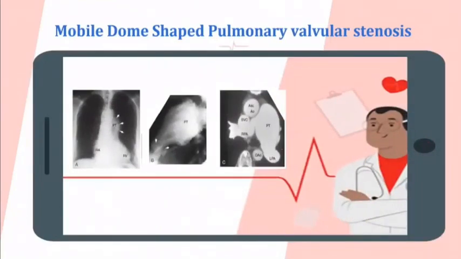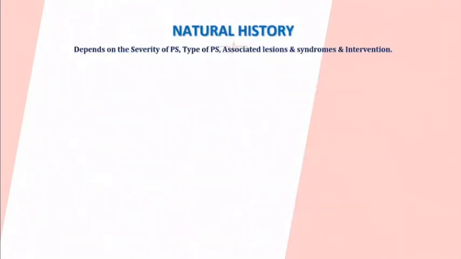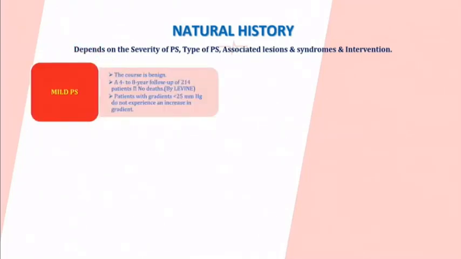And so mobile dome-shaped pulmonary valvular stenosis, sometimes the MPA is so grossly dilated and aneurysmal, which is seen in the angiocardiogram. And coming to natural history, this is one of the examiner's most favorite questions to the residents. Natural history always depends on the severity of pulmonary stenosis, type of stenosis, associated lesions and syndromes, and any childhood interventions or intrauterine interventions.